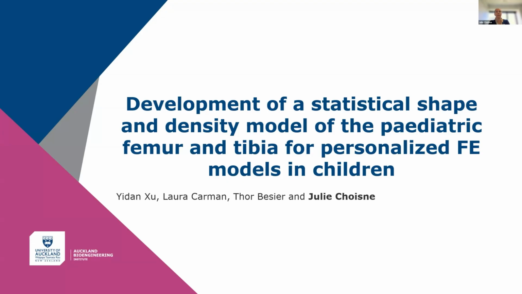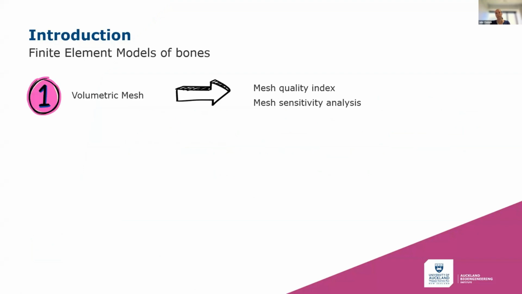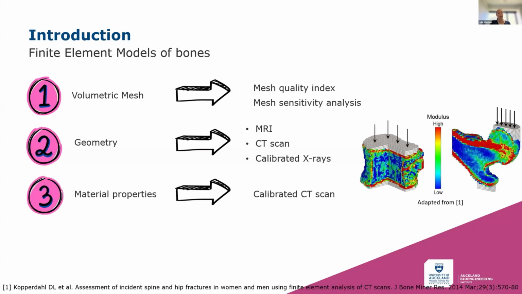So part of our PhD was to develop a statistical shape and density model of the pediatric femur and tibia to be used for finite element models. So to build good subject-specific finite element models, there are a few things that you need. First is a good volumetric mesh that has a good mesh quality index and has performed a mesh sensitivity analysis. The second one is to have a patient-specific geometry that usually comes from medical imaging. And the third one is to have patient-specific material properties, which usually come from calibrated CT scans.